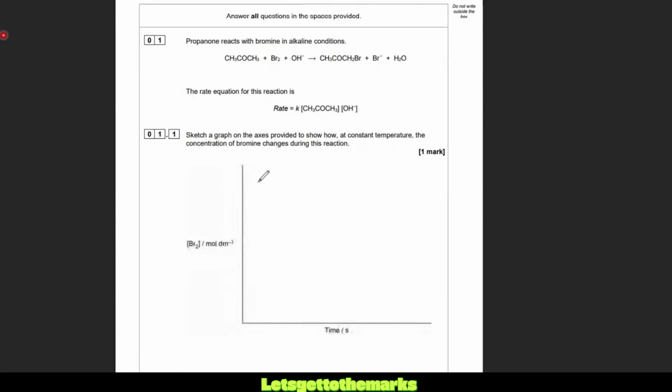At first we might think, like most reactions where the reactants are part of the rate equation, that initially, when the reactants are at their highest, the reaction rate would be fastest. So we would expect the bromine particles to decrease rapidly at first, and then as there are fewer bromine particles available to react, there's less probability of a collision, and so we would expect to see this kind of curve.